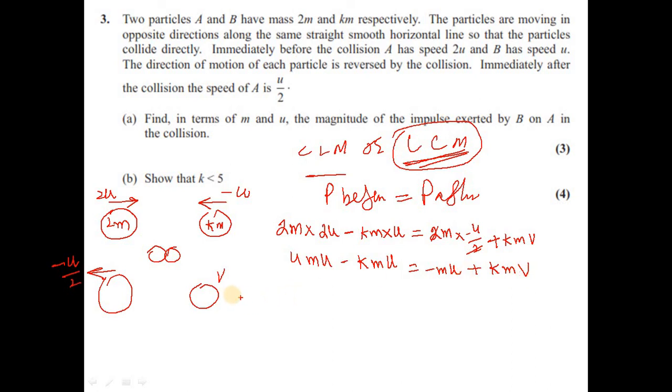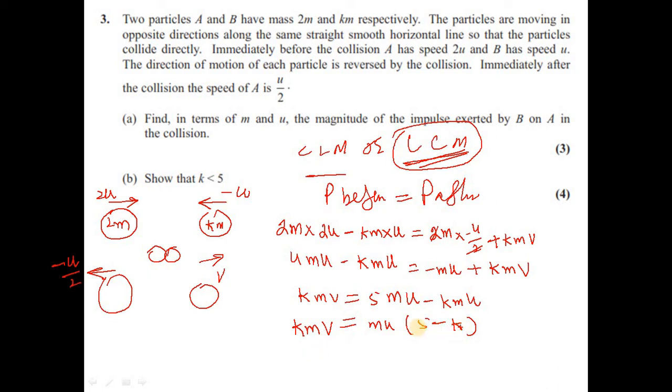Because we don't know the value of v, we cannot figure out the value of k, but we have one mathematical concept according to the diagram. As particle B is moving rightward, I can rearrange this equation. If I send minus mu to the other side, I have kmv equal to 5mu minus kmu. Taking mu common, I have kmv equal to mu times (5 minus k).